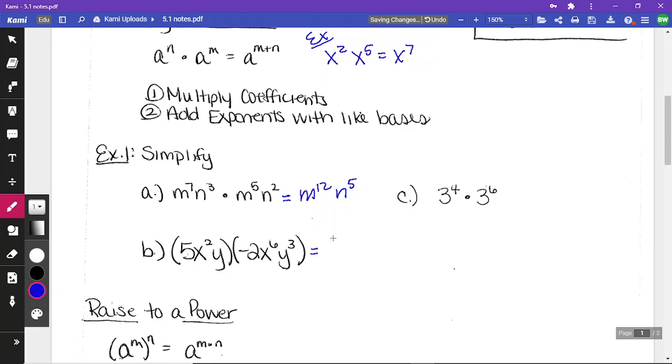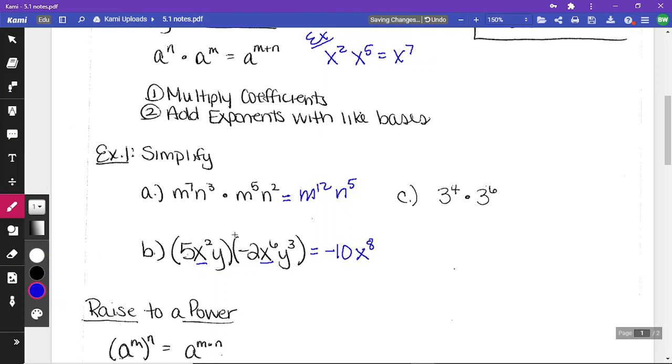So this one does have coefficients. So step 1 says multiply the coefficients. So that's 5 times negative 2, so that's negative 10. And then add exponents with like bases. So we look at the variables where the base is the same. We have x squared, and we also have x here to the sixth. So we add those exponents. 2 plus 6 is 8.